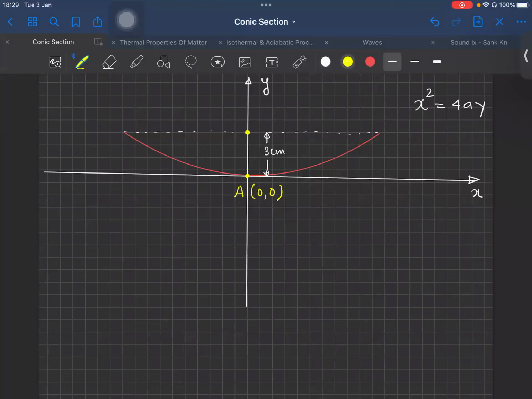Now, you need to find the focus point, isn't it? First, you have to find where the focus lies. Yes or no? Yes. Okay. Now, how will you find the focus? See, it's given that the beam is 12 meter apart. So from here to here, this length is 12 meter. If you are taking A as origin, what will be this point?